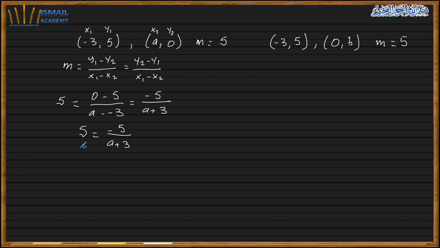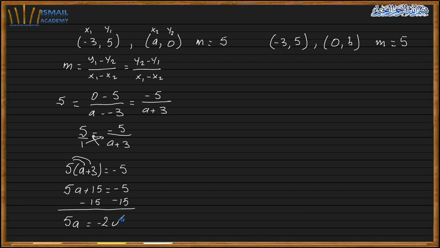We know that 5 is always 5 over 1. So here again we have a proportion. We cross multiply. So I got 5 times a plus 3 equal minus 5. So I distribute: 5a plus 15 equals minus 5, minus 15 both sides. I got 5a equals minus 20, divided by 5. So my x-intercept is minus 4.